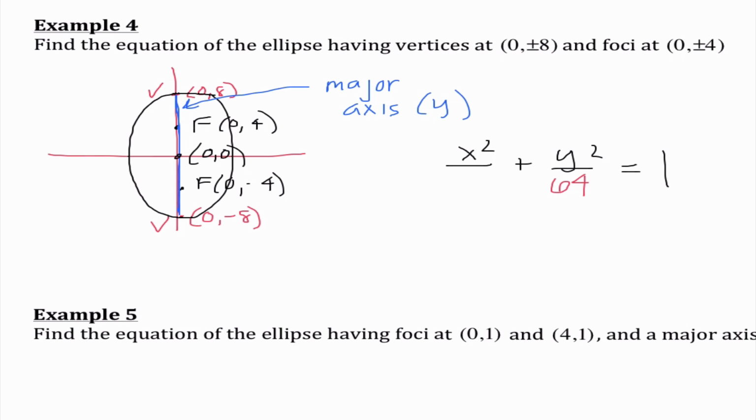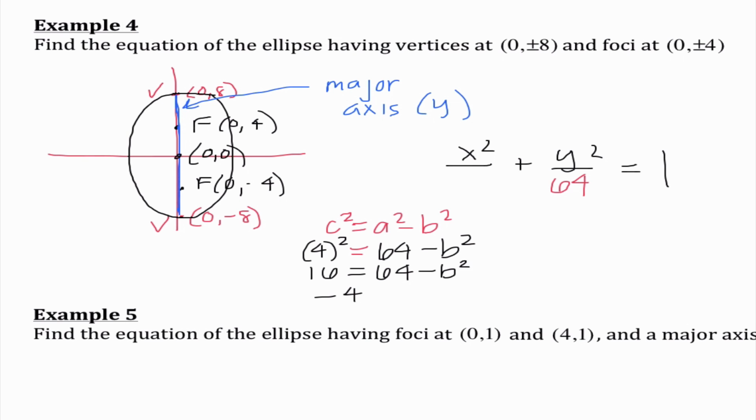Now, we have to use the foci for something, so I'm thinking we're going to use that for c squared equals a squared minus b squared. We can see the foci are 4 away from the center, so I'm going to say 4 squared equals a squared, our big denominator, which we know has to be 64 because that is the major axis, minus b squared. So I get 16 equals 64 minus b squared. Negative 48 equals negative b squared, so 48 is b squared.